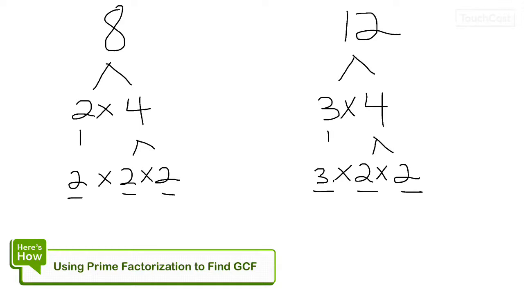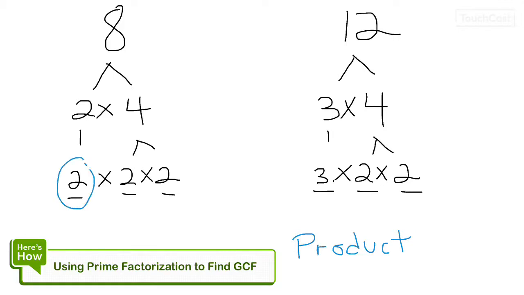Now, the greatest factor that they are going to have in common is going to be the product of all the factors that their prime factorizations have in common. Let me repeat that because that's kind of a heavy thing to comprehend. The greatest common factor is going to be the product. Remember, product is the answer to a multiplication problem. It's going to be the product of all the factors that they both have in common.